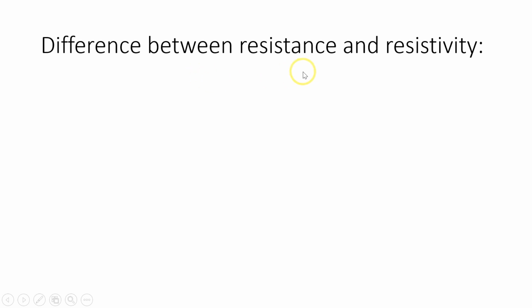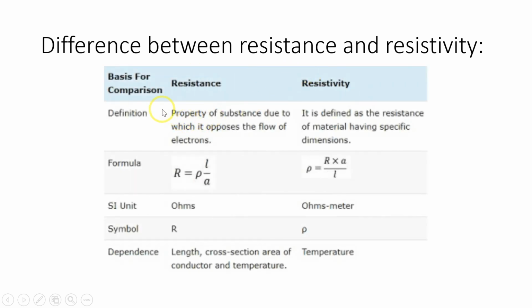Now what is the difference between resistance and resistivity? Resistance is the property of the substance due to which it opposes the flow of electrons. In other words, resistivity is defined as the resistance of the material having specific dimensions, meaning a specific proper shape, length and area.